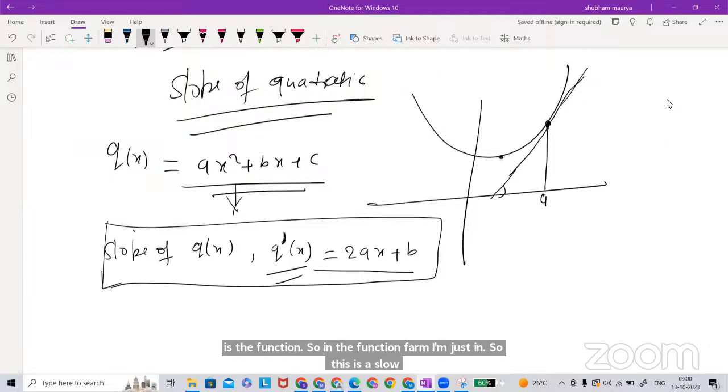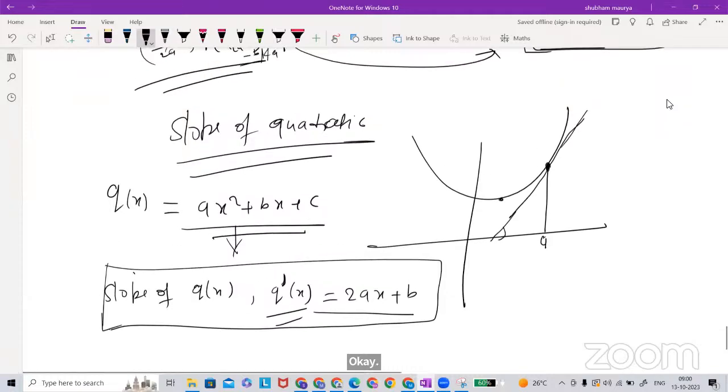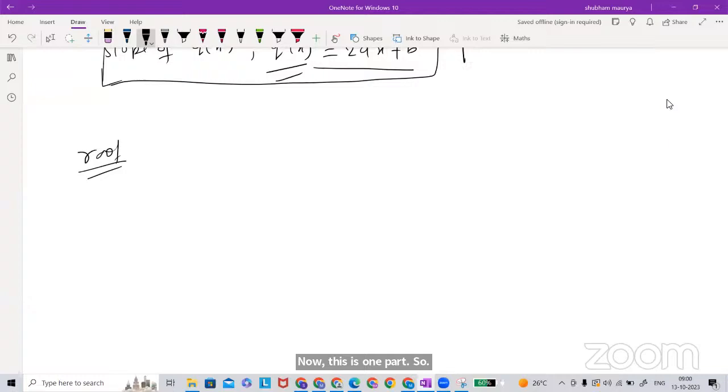And we already solved one problem, no? That header problem, that football problem, is exactly based on the slope of the quadratic. Now this is one part. So now there is the root of a quadratic.